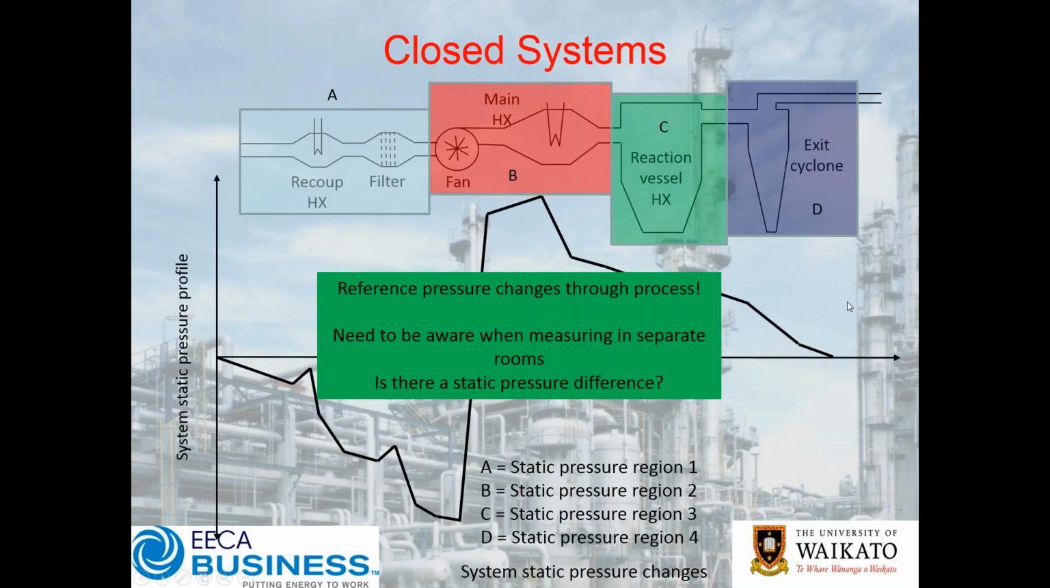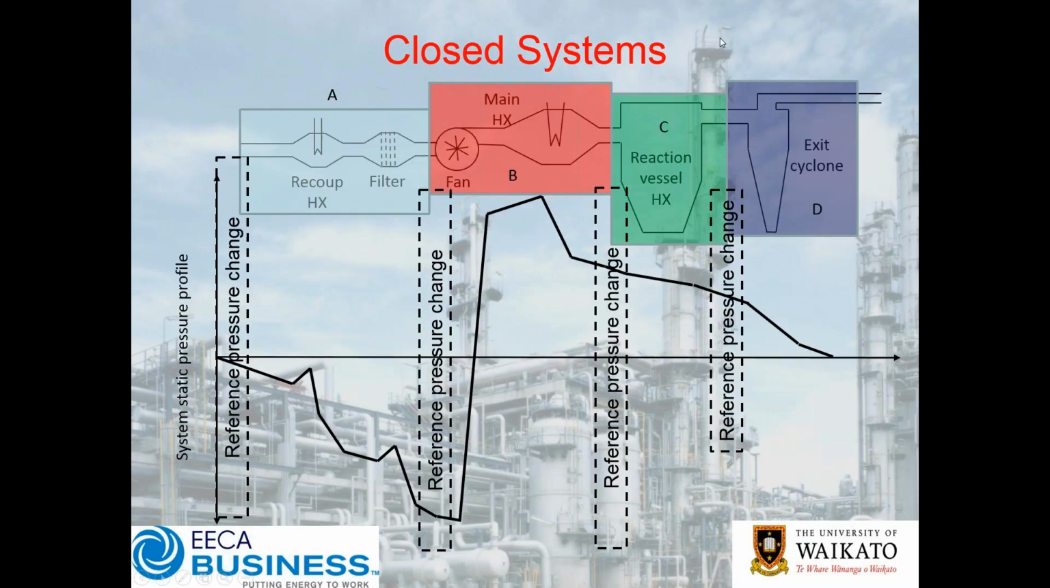And so this is where you might have multiple regions, say A, B, C, D here in this example, where you've got different reference pressures that you need to bear in mind as you do an assessment and look at the system. Okay, and so what you have is each of your boxes or transition zones there, you have a change in the reference pressure.